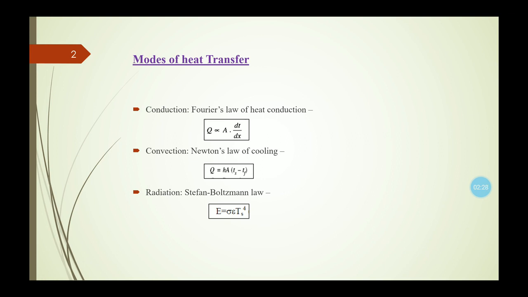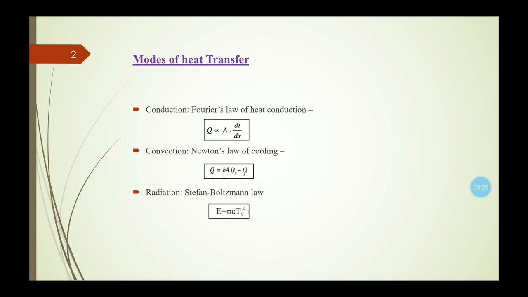In case of radiation, the applicable formula is known as the Stefan-Boltzmann law. Here we can see the mathematical representation of the Stefan-Boltzmann law. Capital E is the emissive power of the black body, equal to sigma epsilon Ts to the power 4. The statement of the law is: the emissive power of a black body is directly proportional to the fourth power of its absolute temperature. The proportionality constant sigma is 5.67 multiplied by 10 to the power minus 8. This is the Stefan-Boltzmann constant.